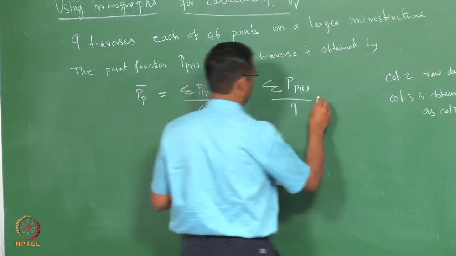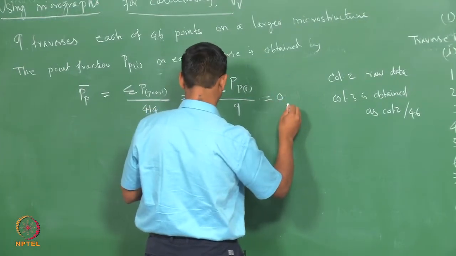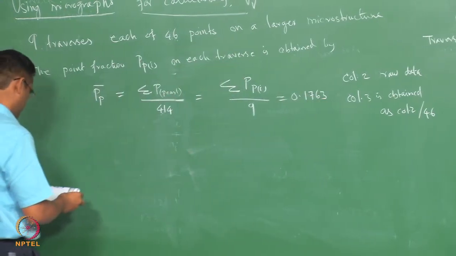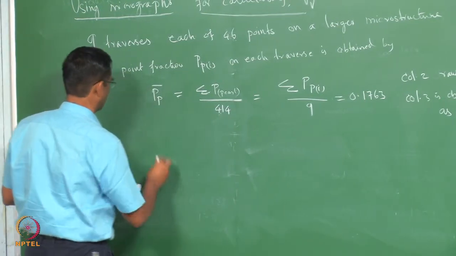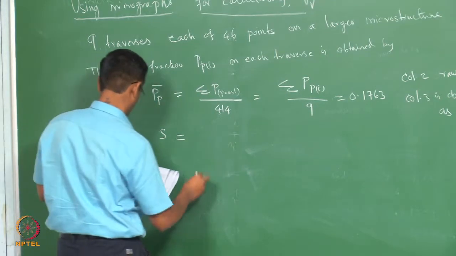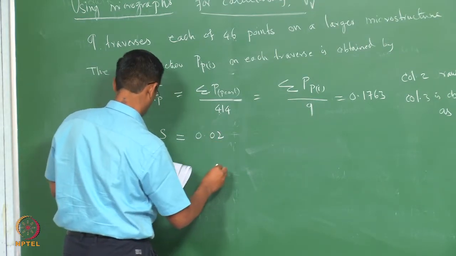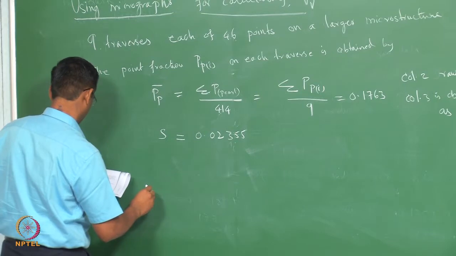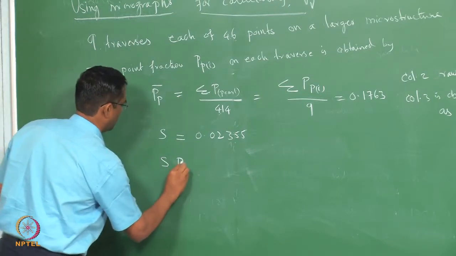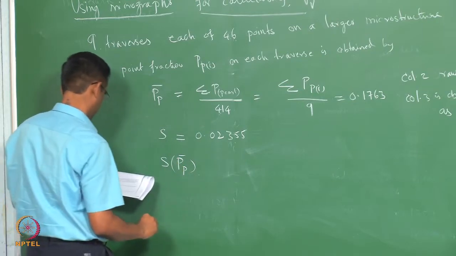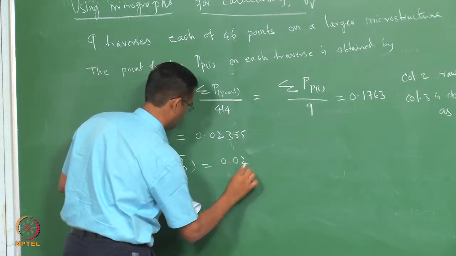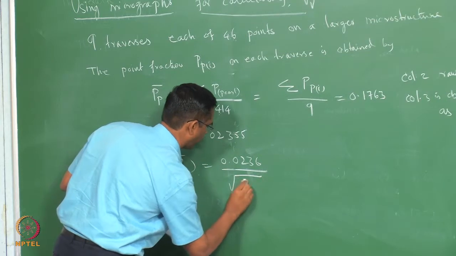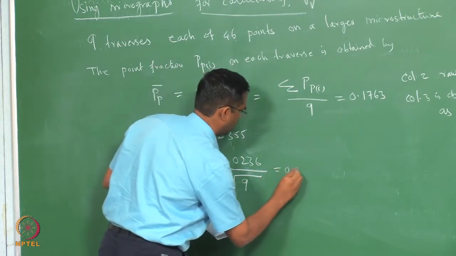So, what you will get is around... you can calculate the standard deviation, which is 0.2355, and then the standard error of P is nothing but 0.00785.